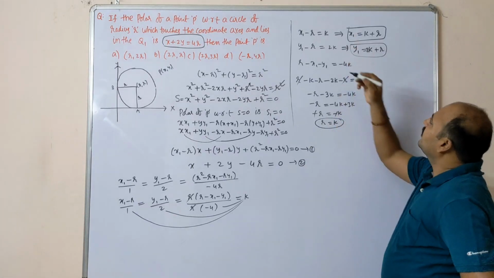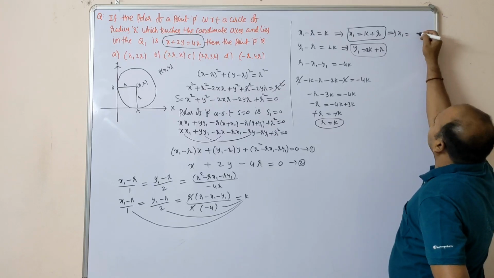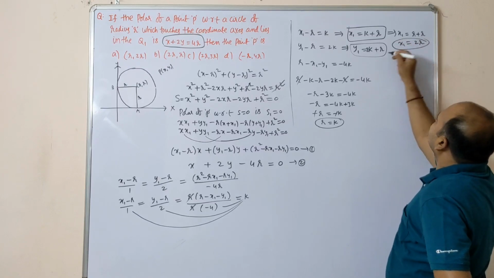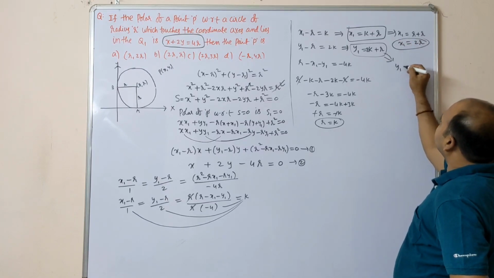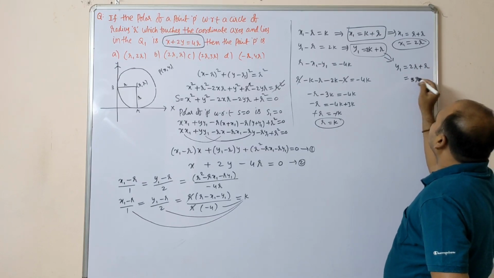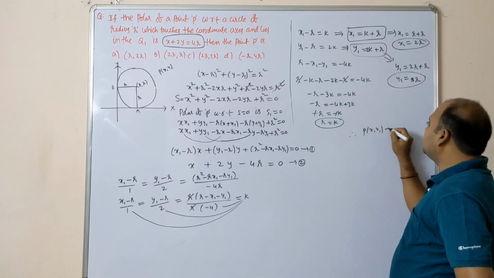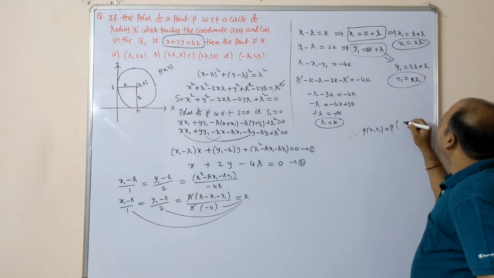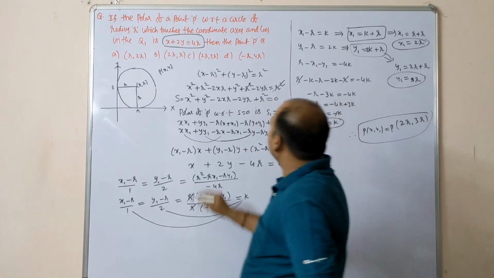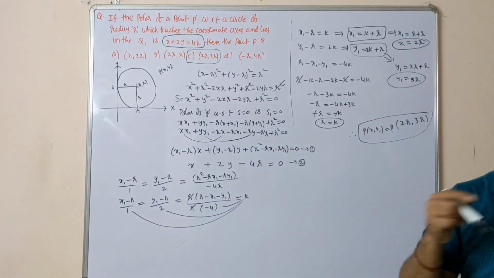So r is equal to k means x1 value what? x1 is equal to k plus r, r plus r, 2r, that is x1 value. What about y1 value? y1 is equal to 2 into r plus r, 3r. Therefore, the pole P of x1, y1 is equal to P of 2r, 3r. That is the required pole, dear students. 2r, 3r, it is there in the third option. We will move on to the next question.